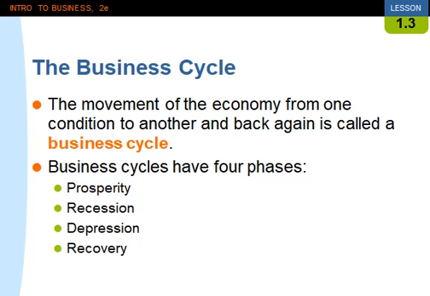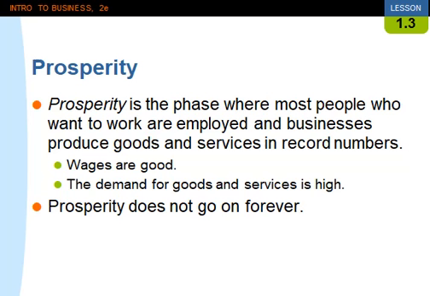Prosperity. At the high point of the business cycle, consumers enjoy prosperity. Prosperity is the phase where most people who want to work are employed and businesses produce goods and services in record numbers. Wages are good. The demand for goods and services is high. People are optimistic about the economy and feel good about themselves. Prosperity does not go on forever, however. Eventually the economy cools off and activity slows down.